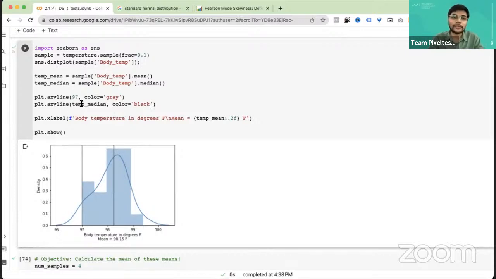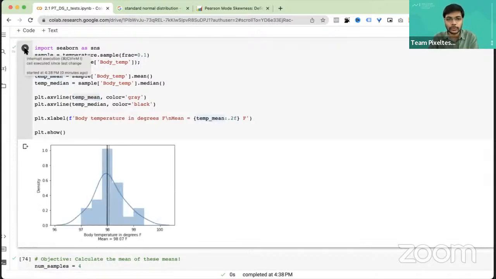So instead of 97, what we have given is temp_mean, which is plotting the mean of that particular sample, right? Sometimes they are very close. So in this particular example, you can see the median is lesser than the mean, right? So this will give you a little idea on the skewness. So instead of every time trying to go by numbers, we are trying to visually see if the median is higher or lesser than the mean, right? So this is what we have done.